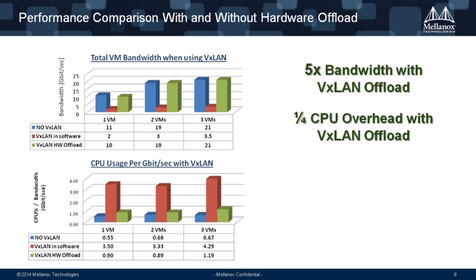Now, with the implementation of the hardware offloads using Mellanox ConnectX-3 Pro card, we are able to restore the same performance that we had without the VXLAN encapsulation. It means that we can maintain the advantages of VXLANs in terms of isolation and scalability, without paying any penalties on the bandwidth or the CPU overhead.